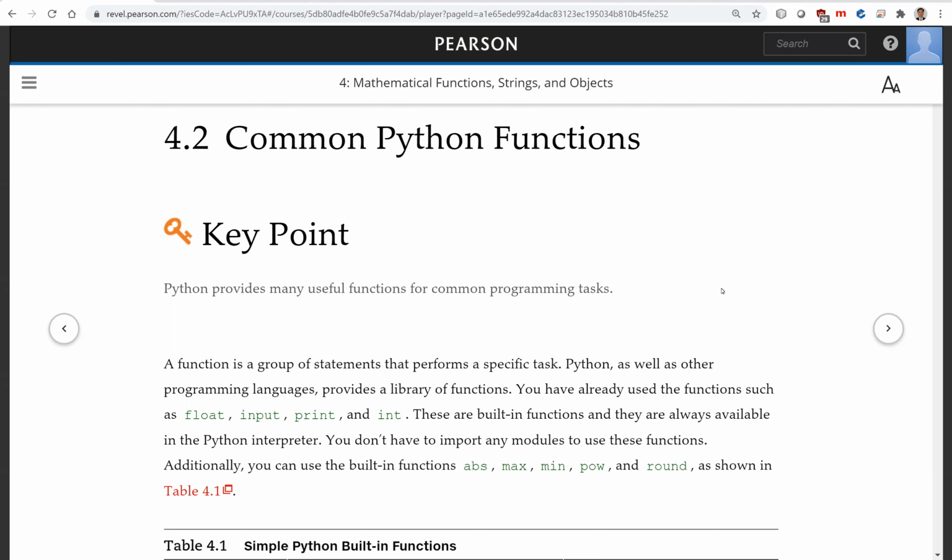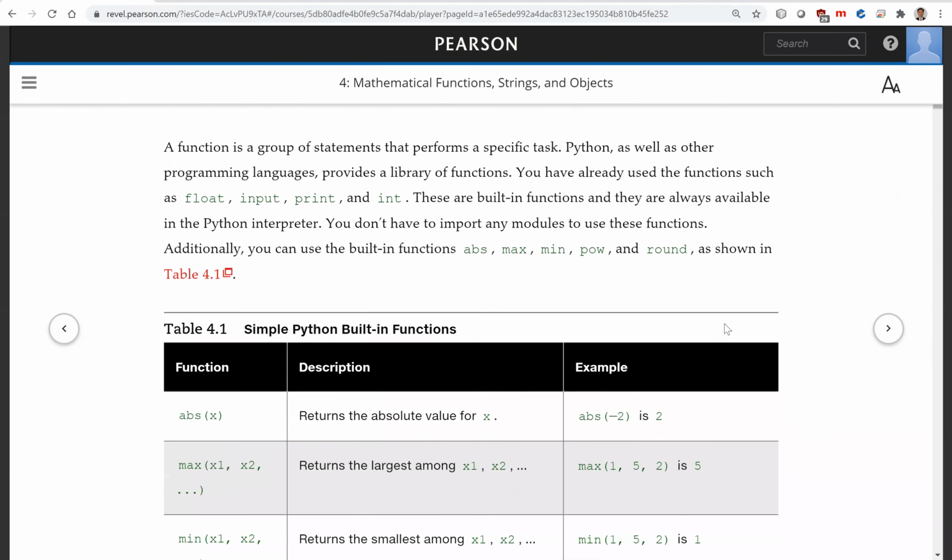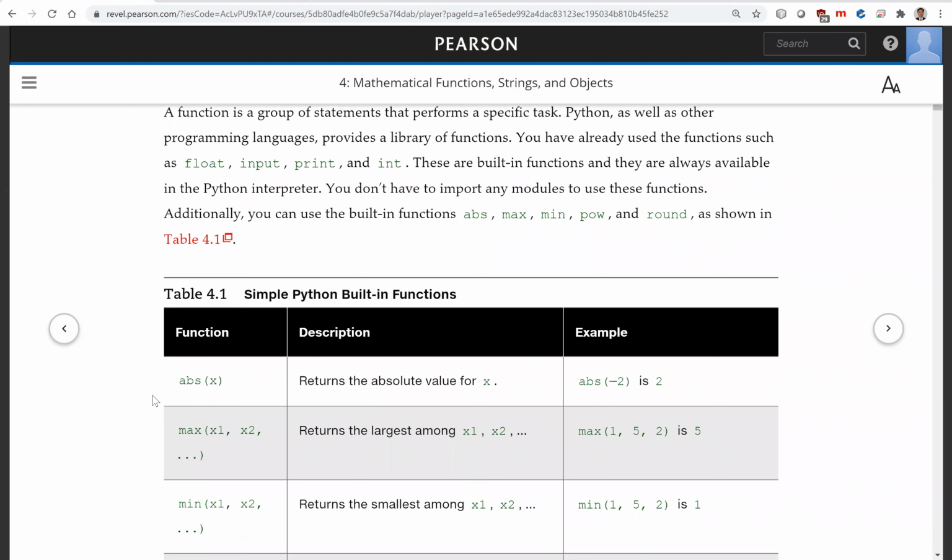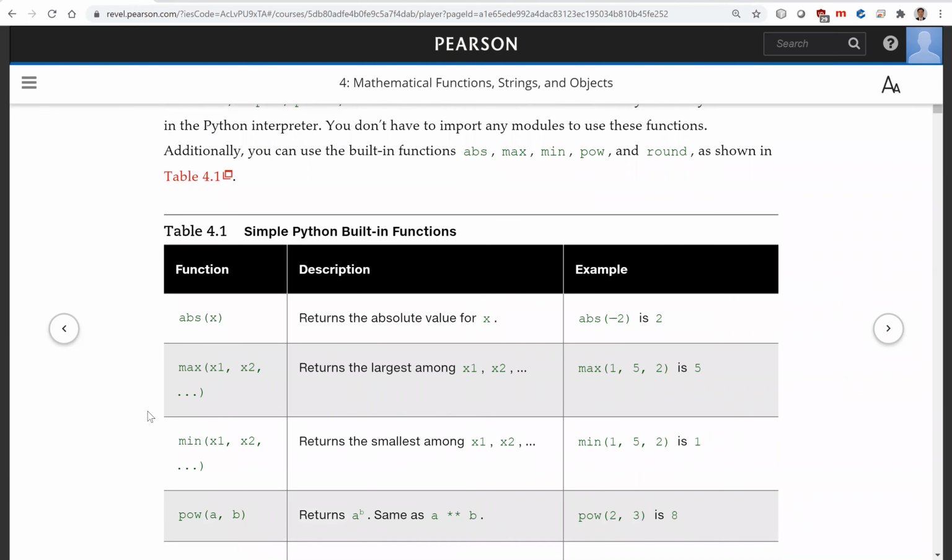You already used the input function to receive input from the keyboard, the float function to convert a numeric string into a float number, the int function to convert a numeric string into an integer, and print to print a message to the console. You can also use the simple functions in table 4.1.